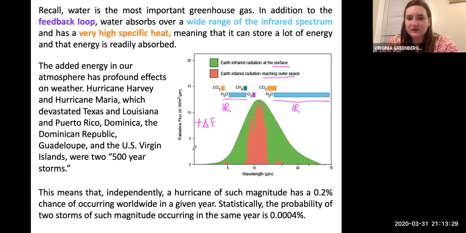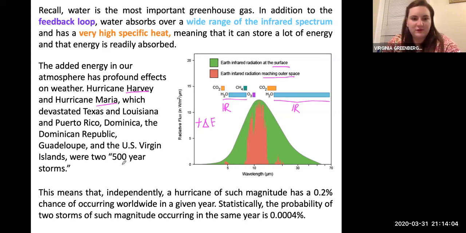And changing the internal energy of the planet and changing the humidity level of the planet has really intense consequences on extreme weather events. And so I'm sure we all remember from just very recently, Hurricane Harvey and Maria. These were two really devastating storms that affected Texas, Puerto Rico, the Dominican Republic, and other islands and countries in that region.